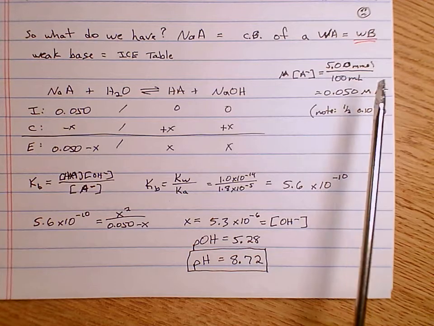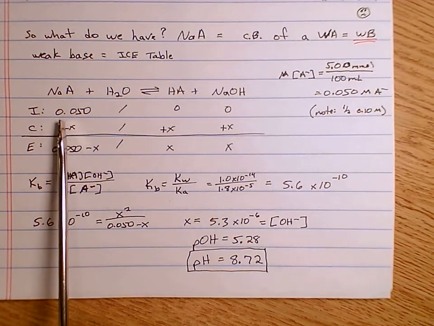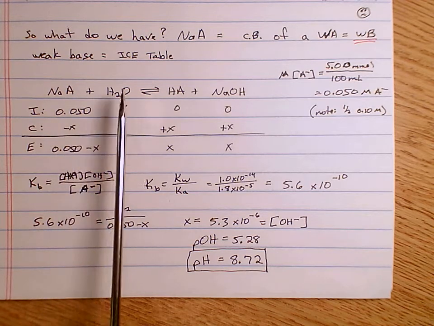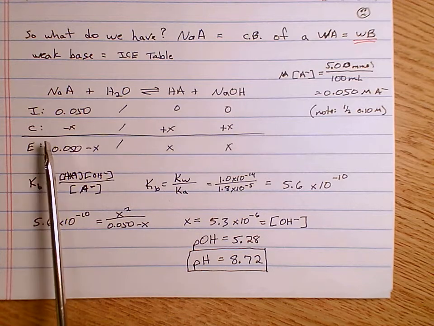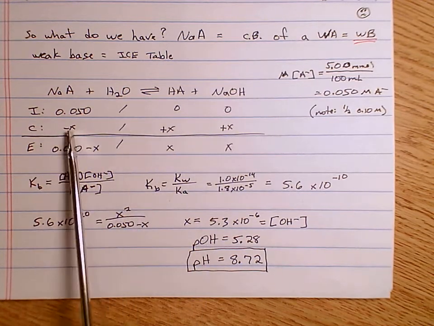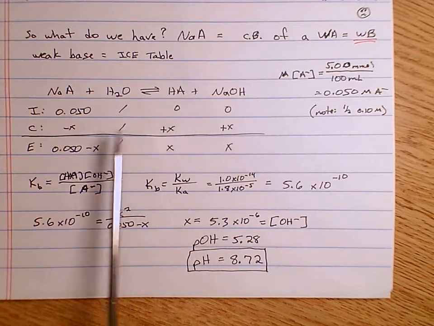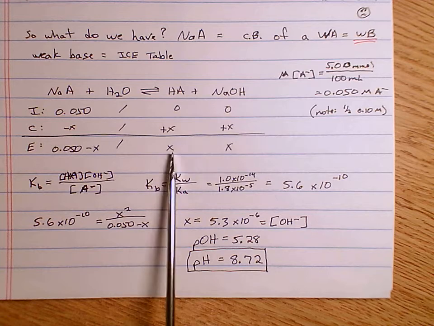All right. So, ice tables, we've got the 0.05 molar A minus, 0.05 molar. We're not going to worry about the water. Before any dissociation, no HA, no NaOH. The change, minus X, plus X, plus X. It's equilibrium, so we don't know these amounts. Have to use the X's. Equilibrium, 0.050 minus X, X, and X.